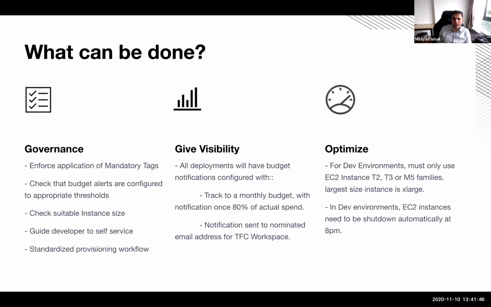All right. And in regards to optimize, the organization has agreed that for dev environments, you must only use specific families of EC2 instance types. These are T2, T3, and M5 families. The largest size that's allowed is the X large instance. And also we wish to enable the option for developers or people deploying infrastructure to enable automated shutdown of EC2s at a specified time.